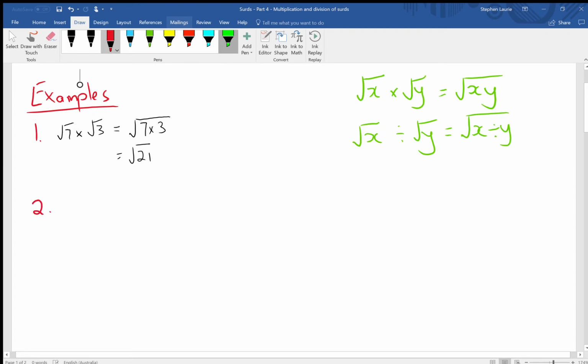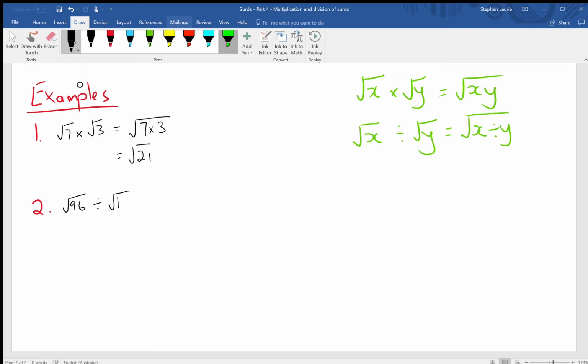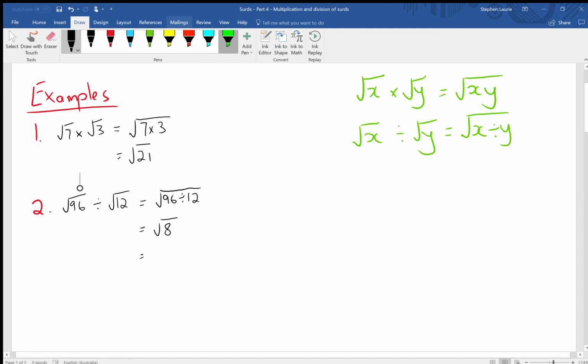For example 2, we have the square root of 96 divided by the square root of 12. Once again, let's just combine it. We're not going to worry about simplifying first. Let's combine it first and work out what is 96 divided by 12. Well, that's just the square root of 8. And then now we can simplify. The square root of 8 is 2 root 2.